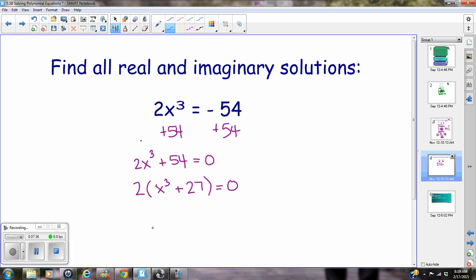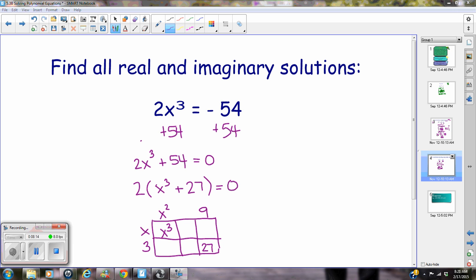Okay, so that's the GCF. And now I need to do a box. It's x cubed, so it's going to be a 2 by 3 box. So what times what times what makes x cubed? x. What times what times what makes 27? 3. x times x squared. 3 times 9. Okay, so then x times 9 is 9x. 3 times x squared is 3x squared. We'll put in our opposite ones, negative 3x squared and negative 9x. And we can see that this would be negative 3x.